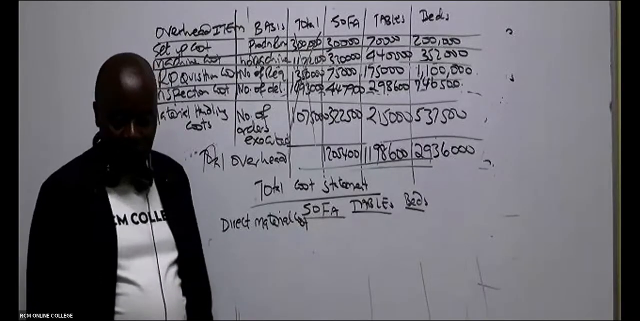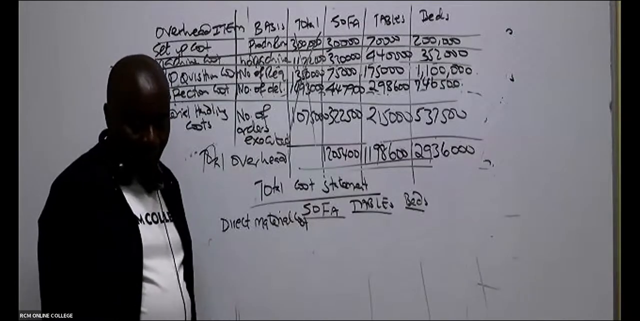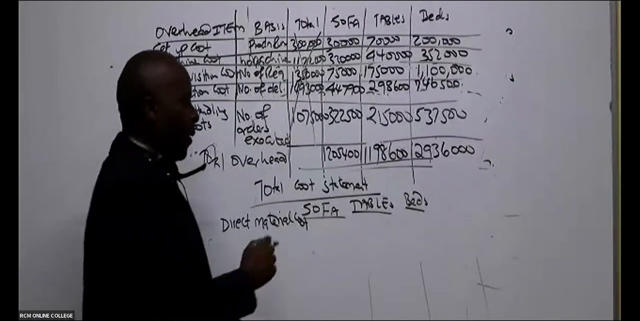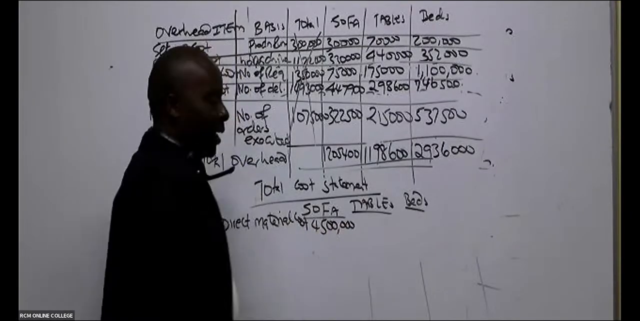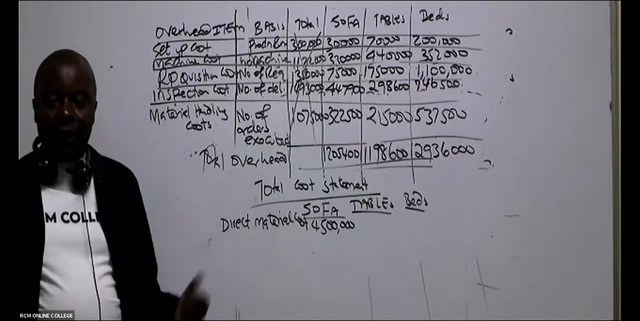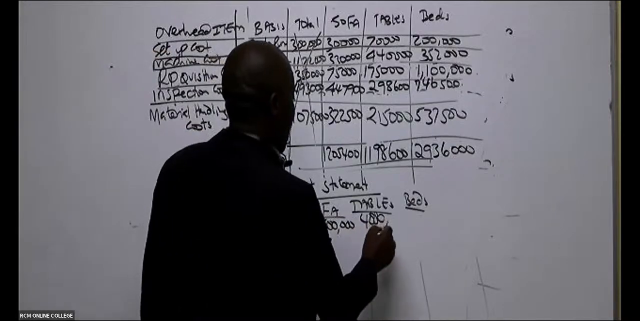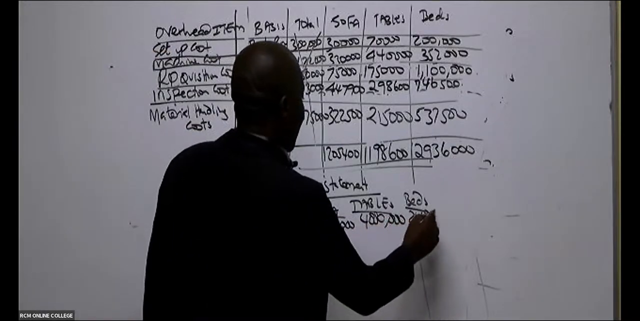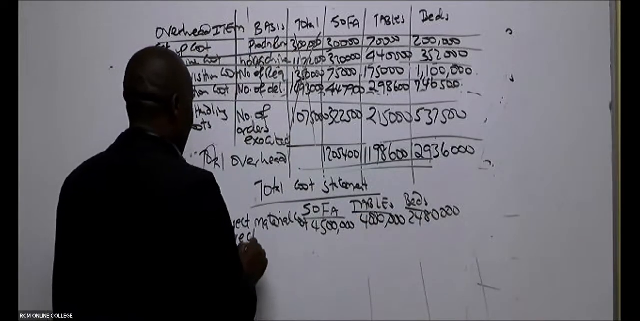So what do we have here for direct material cost? 4.5 million? Yes, it was 4.5 million. So please give me all the others. For tables, 4 million. 2,480,000.